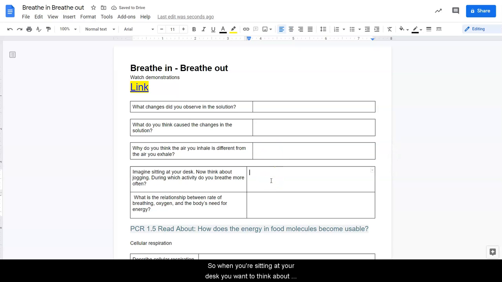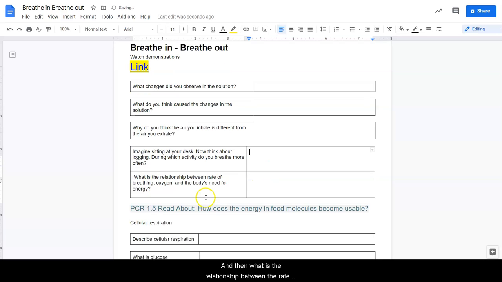So when you're sitting at your desk, you want to think about jogging. Which activity do you breathe more often? You breathe more often by jogging.